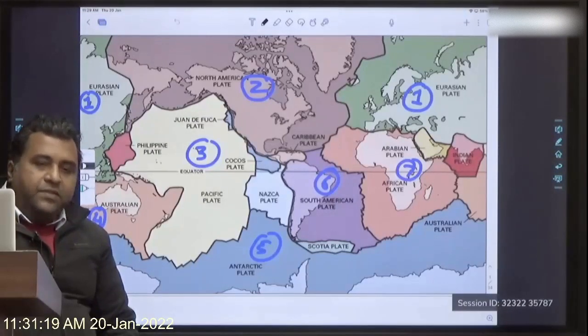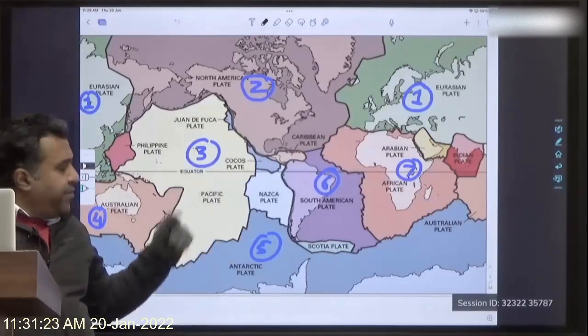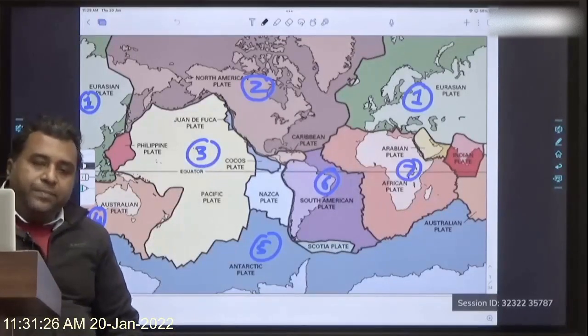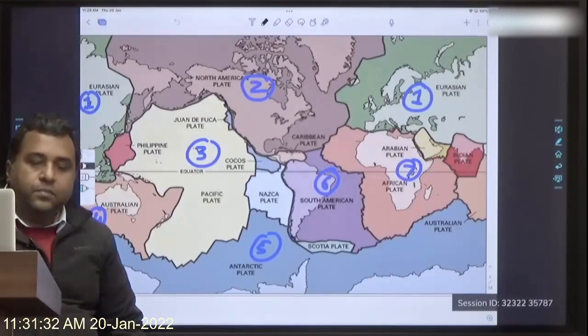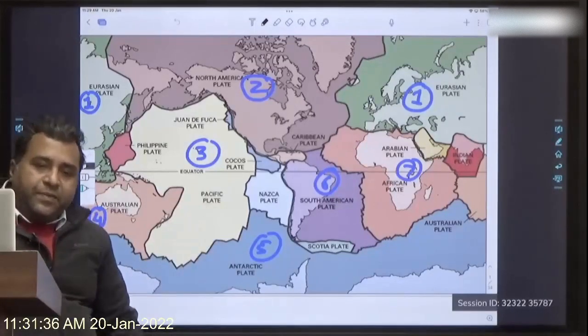Whereas only the Pacific plate is an oceanic plate. Only the Pacific plate is an oceanic plate as per this NCERT classification.